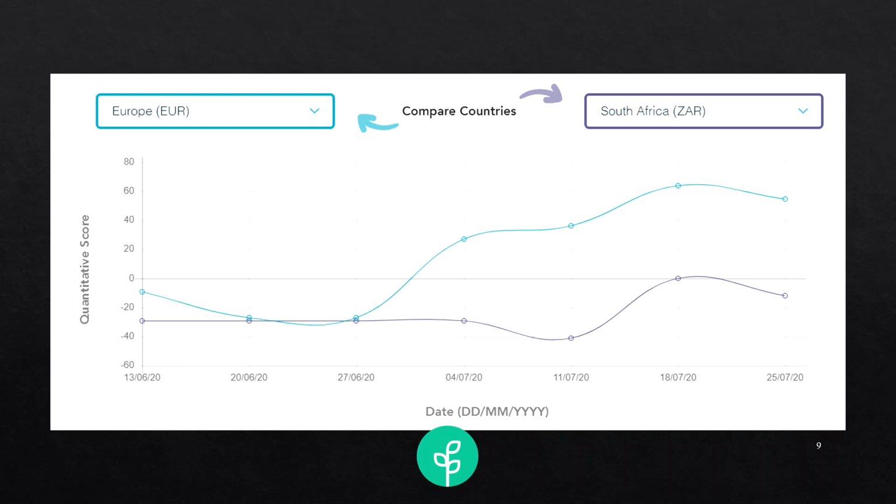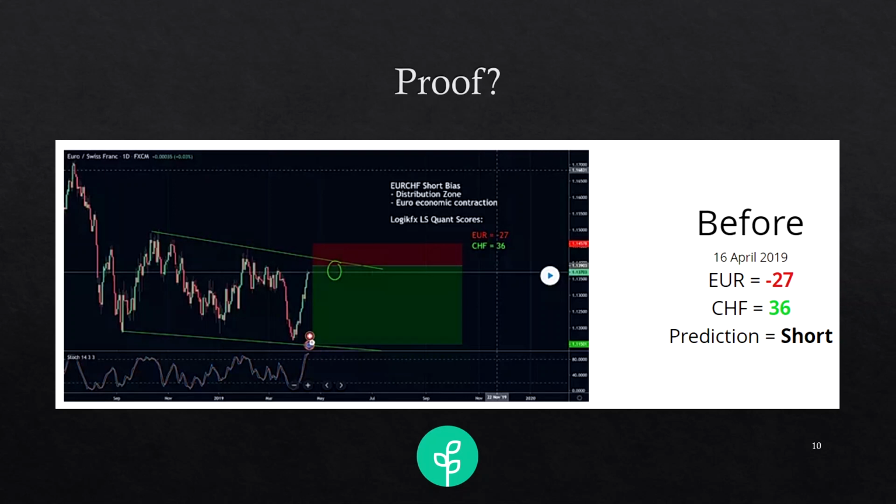But there's still some more things you need to do in the background to make sure the odds are really in your favor. Okay, so where's the proof of this working? Well, in the past, Marcus here has actually publicly made available different results from using the currency strength meter itself. Here we have Euro Swiss franc having a short idea back in April 2019.